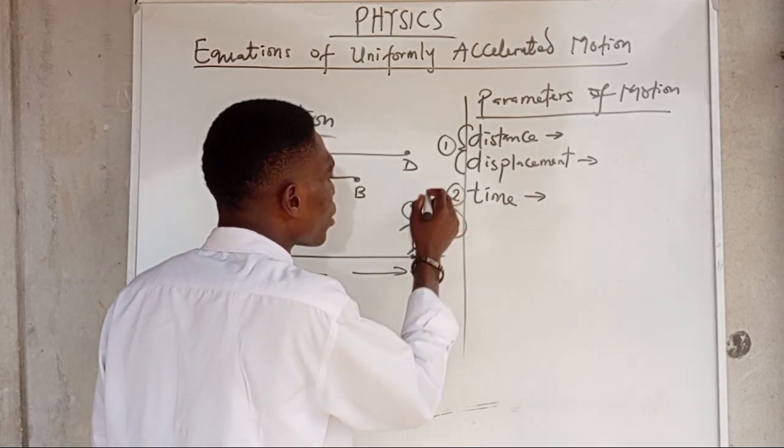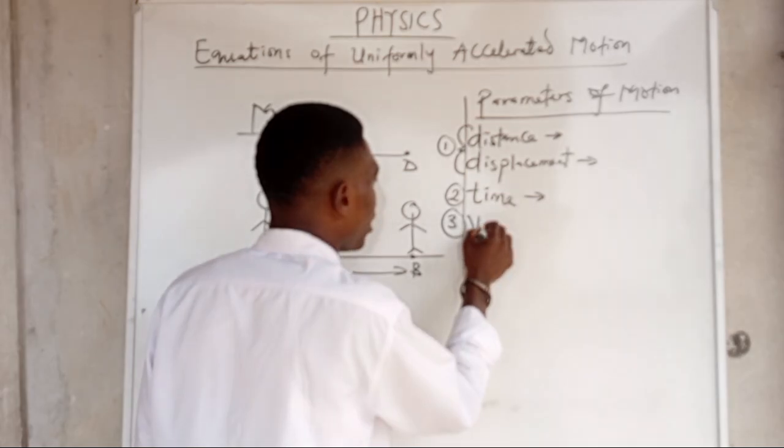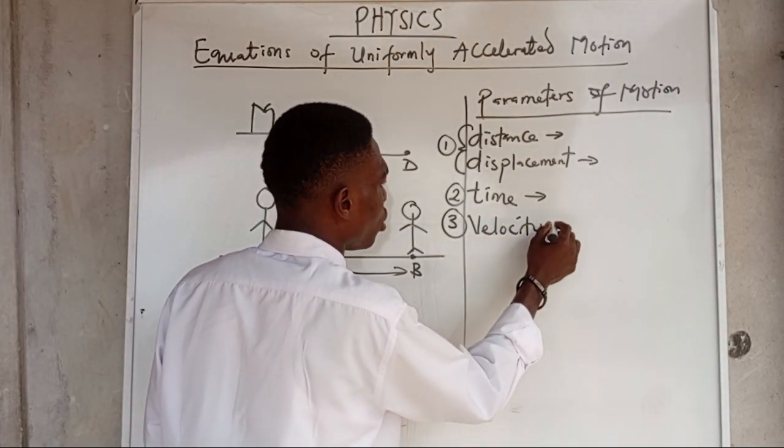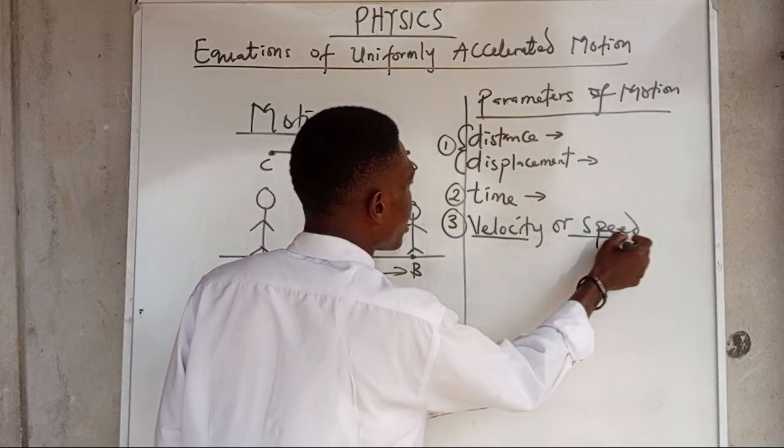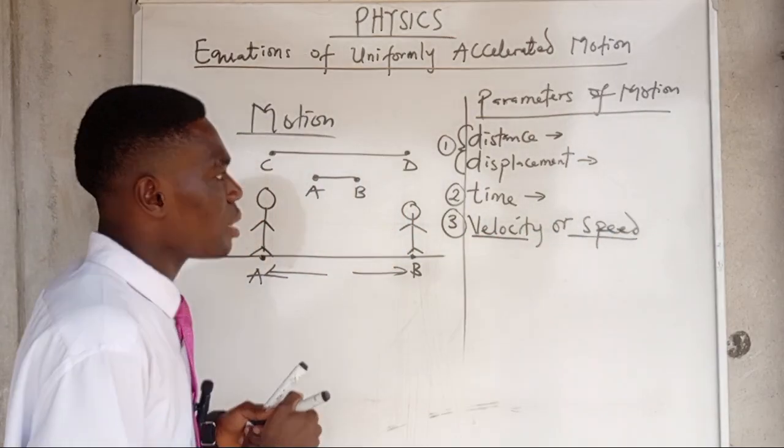Then number three is velocity. Velocity or speed, they are the same thing, just that while one is traveled in a specified direction, the other isn't.